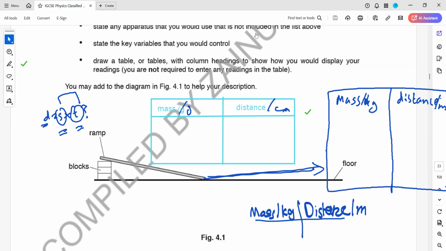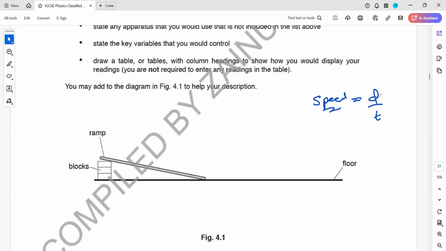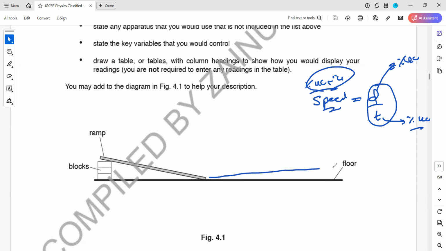Okay. Is it clear to everyone? This experiment? How is the calculation having more errors? Because look, when you're calculating a speed, how are you calculating it? To get the speed, you need a distance and time. So there's an uncertainty in the measurement of a distance and there's an uncertainty in the measurement of a time. So the total uncertainty in the speed will be the sum of the uncertainty in distance and time. But if I'm directly measuring it, I will have a low uncertainty, like a single measurement.